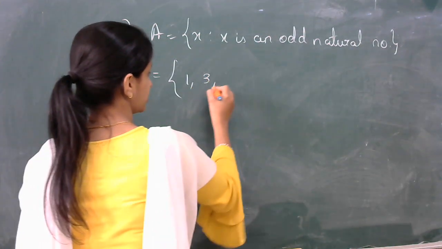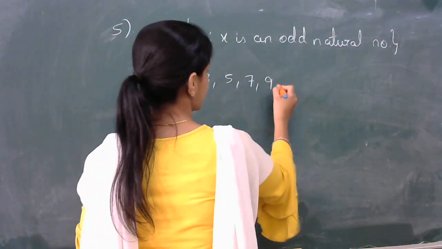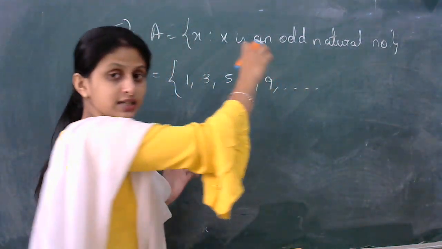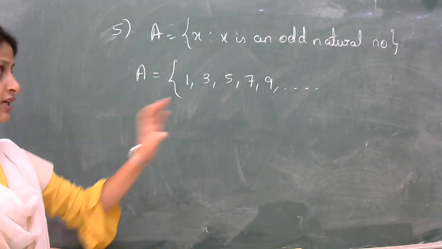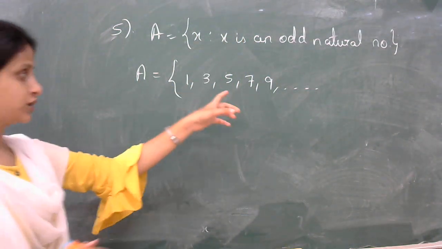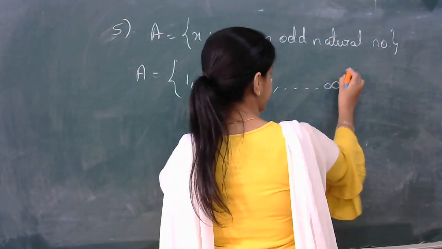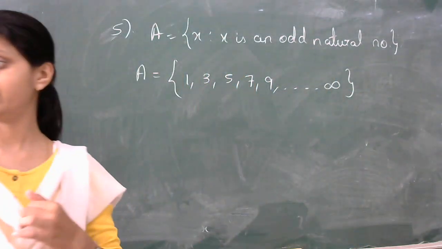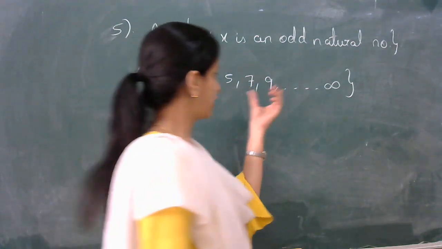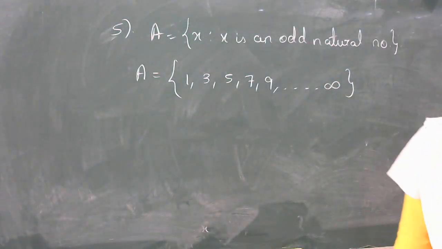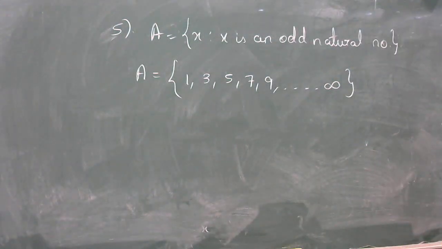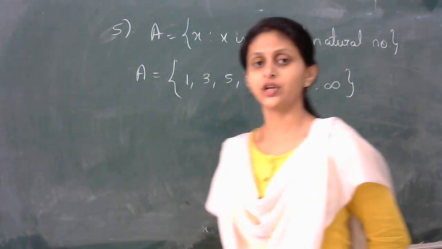1, 3, 5, 7, 9, and so on. They have not given us anything beside that. Nothing is given as less than something. So this goes on till infinity. Here you have listed all the elements of the set. Similarly, try the next questions. You have to do it on your own.